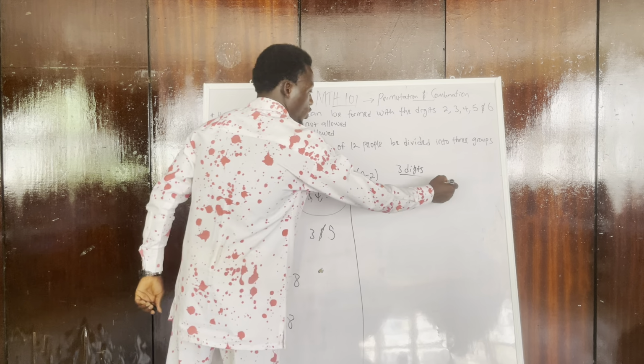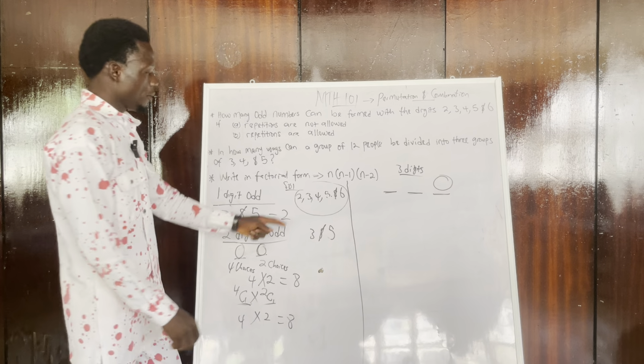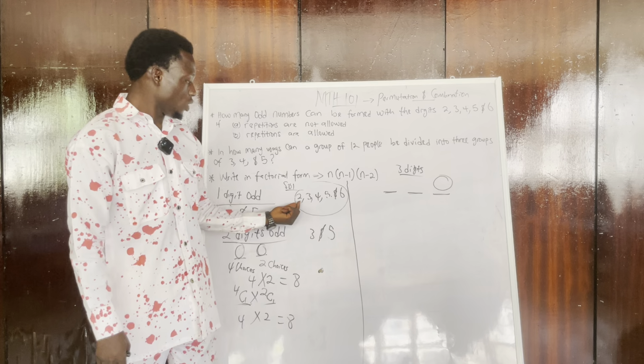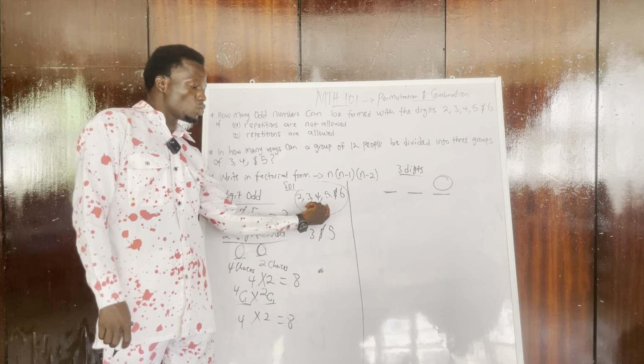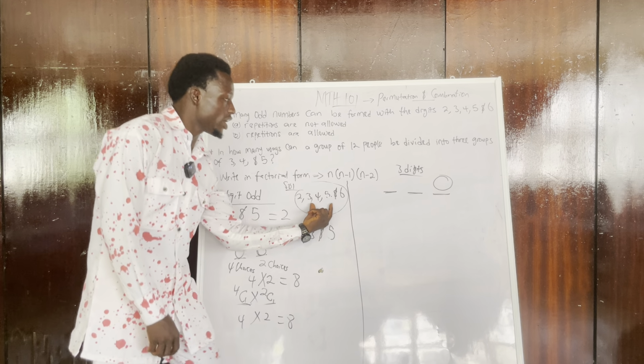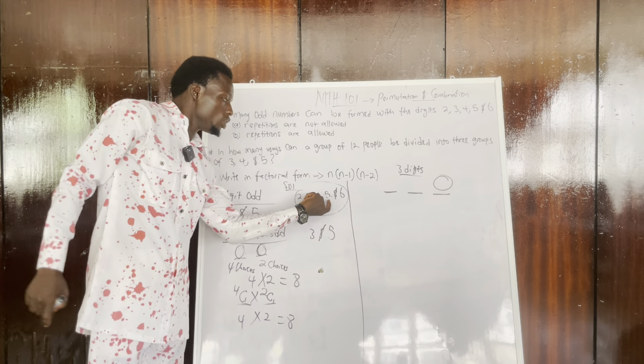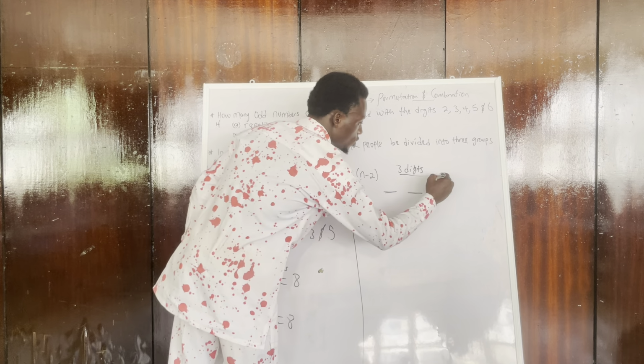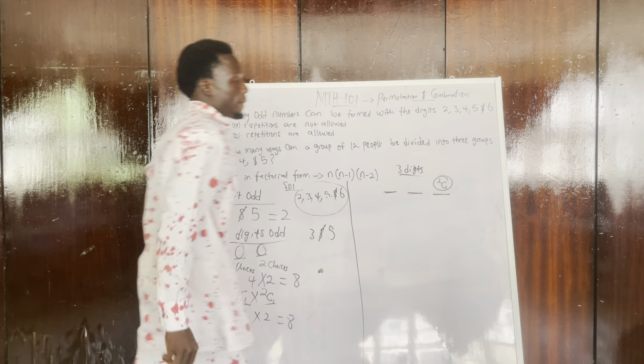Now we want to fill this place. How many choices do we have? You know the last one must be odd. So out of our 5 choices, we only have 2 odd. So the choices that we have to fill that place is only 2. So we are picking 1 out of 2. So that gives us what? 2 combination 1.